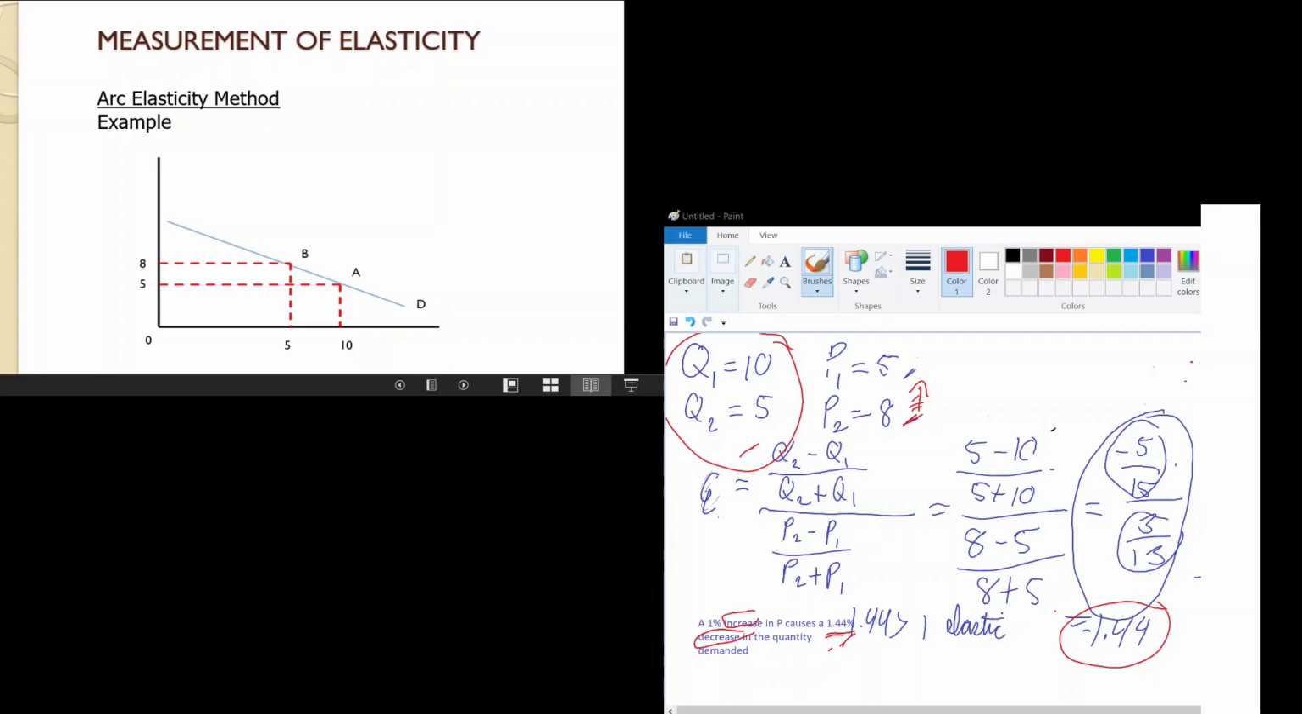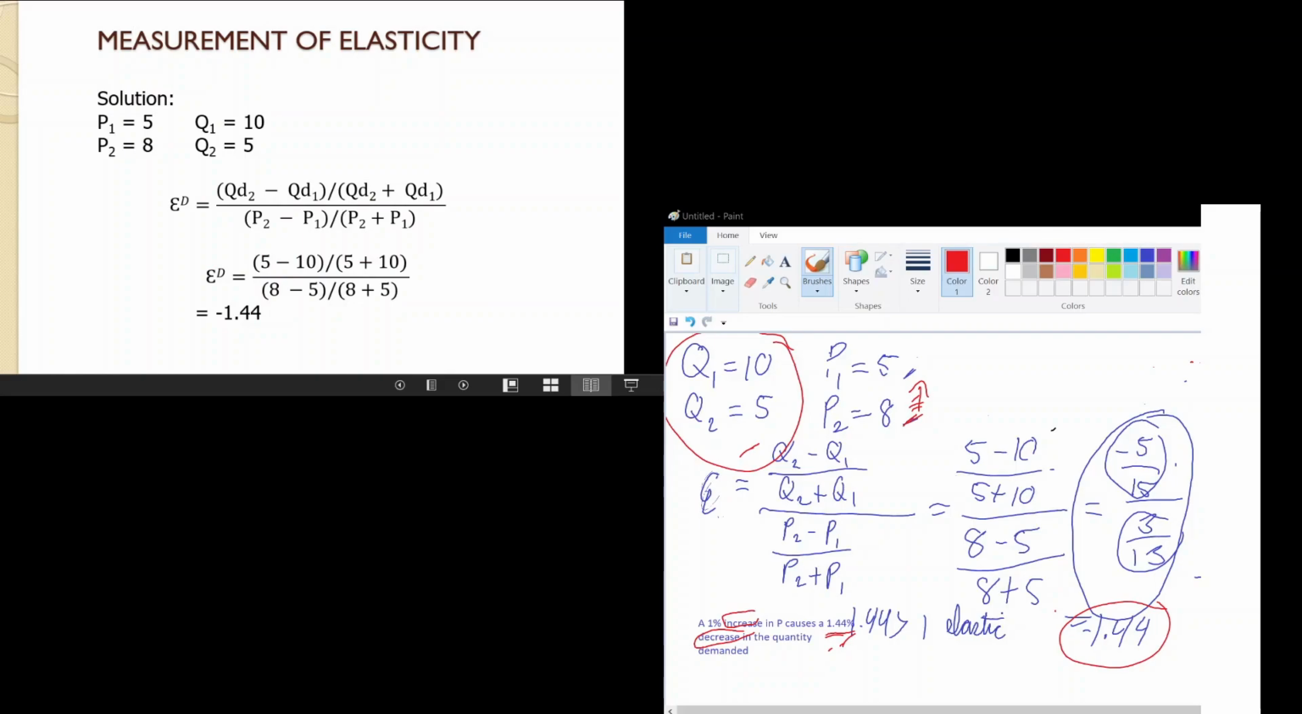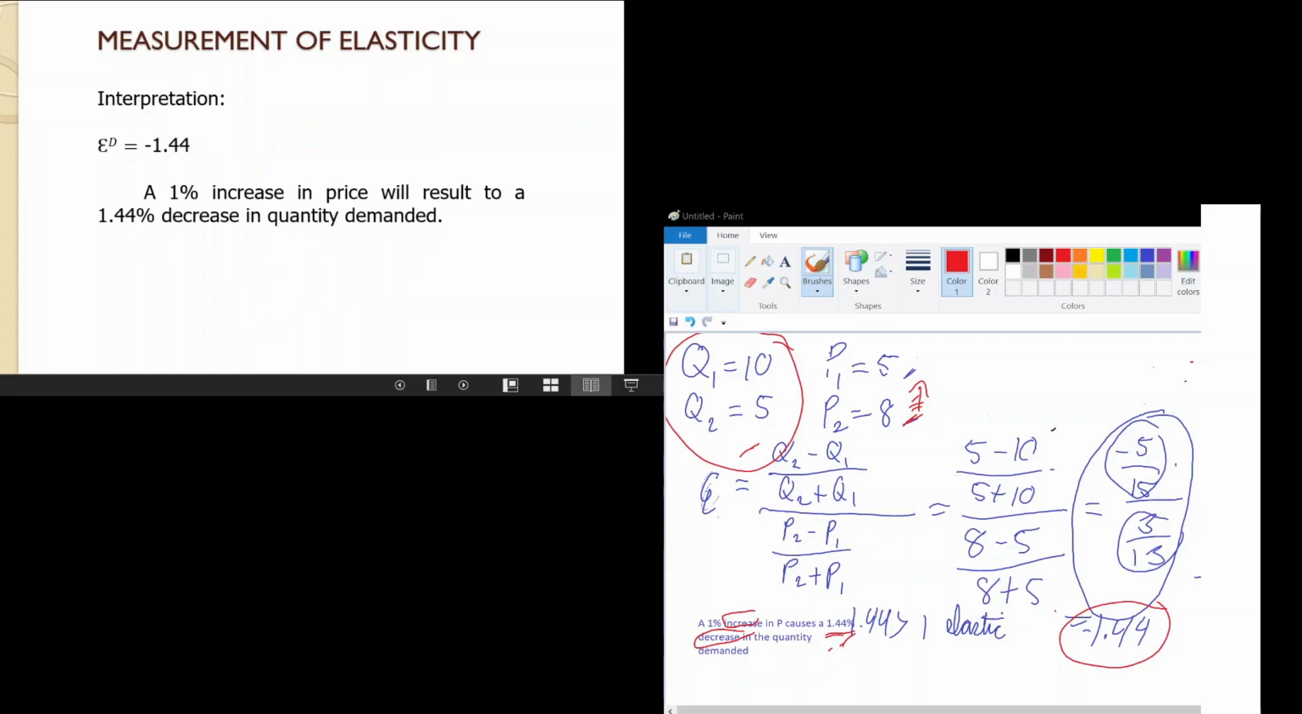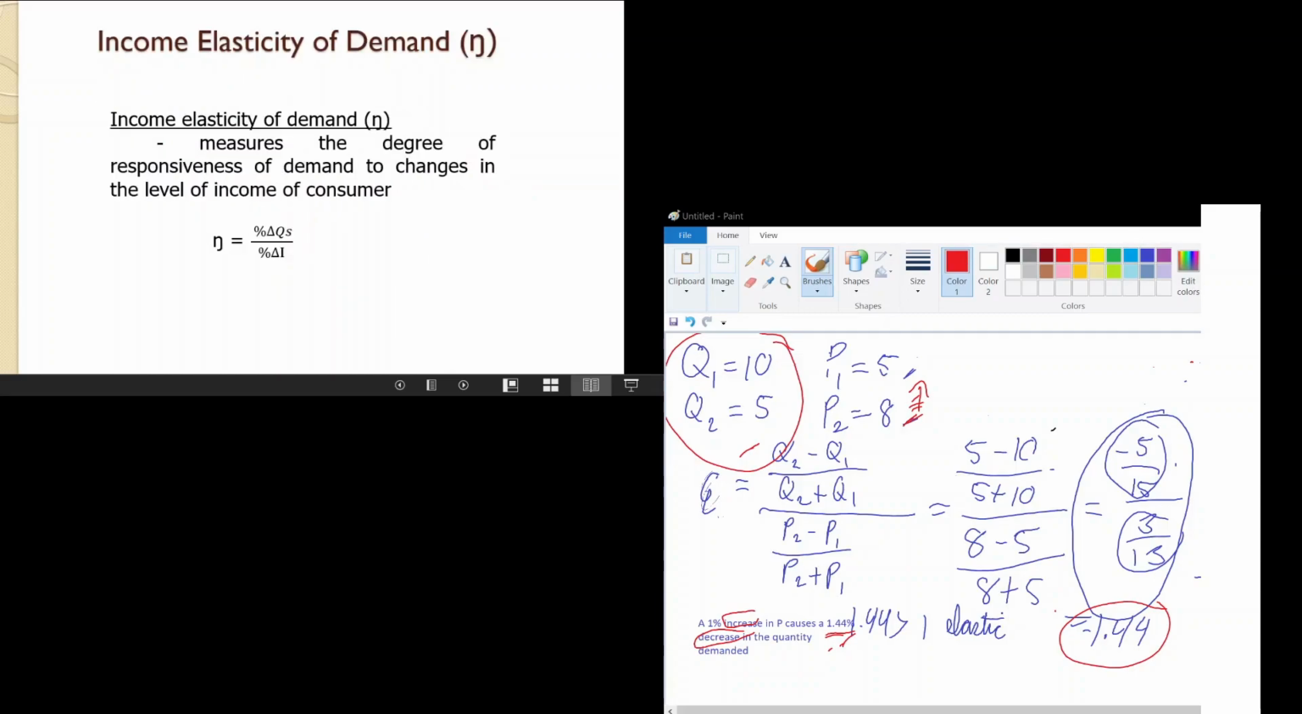Okay, so tama. So, yung ano natin dito is negative 1.44. So, a 1% increase in price will result to a 1.44 decrease in quantity demanded. Okay, so before we go to income elasticity, let's take another example. Okay, sa own price.